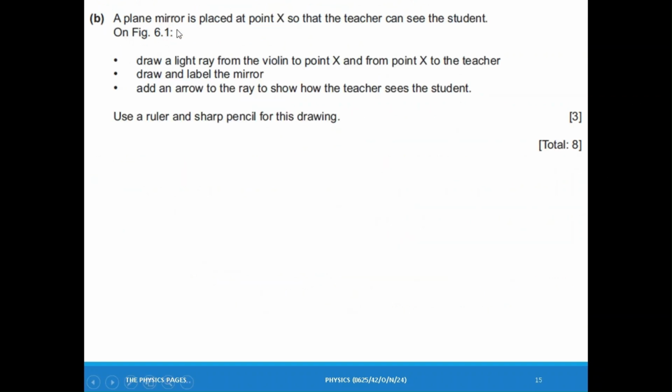Part B. A plane mirror is placed at point X so that the teacher can see the student. On Figure 6.1, draw a light ray from the violin to point X and from point X to the teacher. Draw and label the mirror. Add an arrow to the ray to show how the teacher sees the student. Use a ruler and sharp pencil for this drawing.